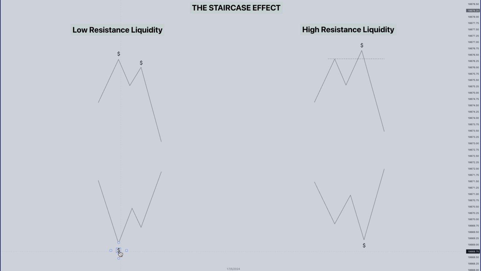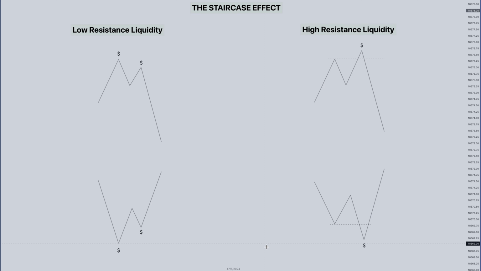Same at the other side of the curve. You have liquidity here under this swing low. This swing low doesn't take out any liquidity, so there's money here as well. Makes this low resistance liquidity when price trades back into this sell side liquidity pool. High resistance liquidity, this low is taken out by that swing low, making this high resistance liquidity. So when I take a long position, I like to see high resistance liquidity defending my position.